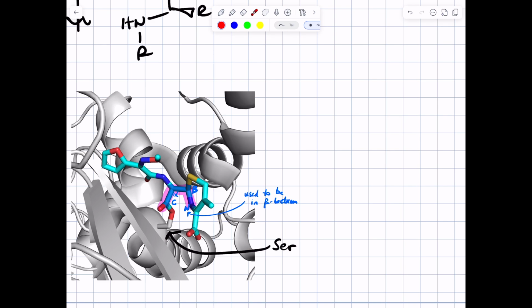Yeah, go ahead. So are the beta-lactams not always the closed square? They are always a closed square until they do their work on the enzyme, then they open up. Yep. Other questions?